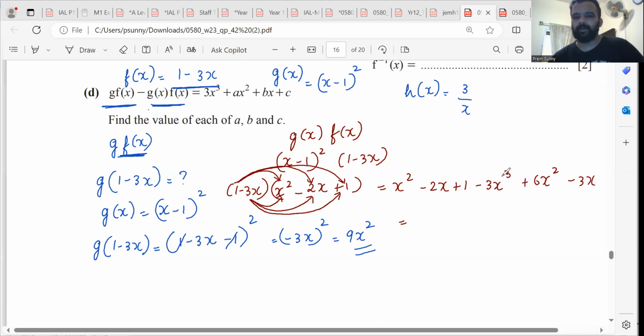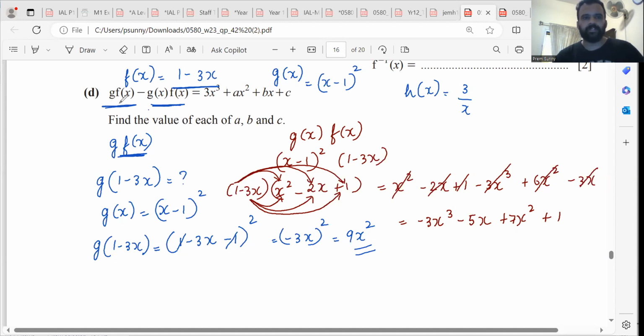Collecting the like terms, only one cube term, so minus 3x cube. x terms: minus 2x minus 3x is minus 5x. Plus 6x square. Actually, the x square term should come first and then the x term, but anyway. Now 6x square plus 1x square gives me 7x square, so I change this to 7x square and then plus 1. Now we got g of x into f of x. This is what g of x into f of x is.